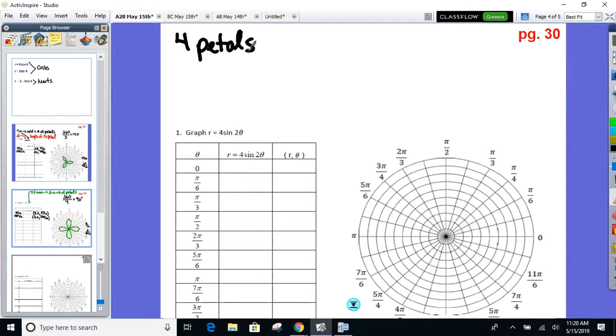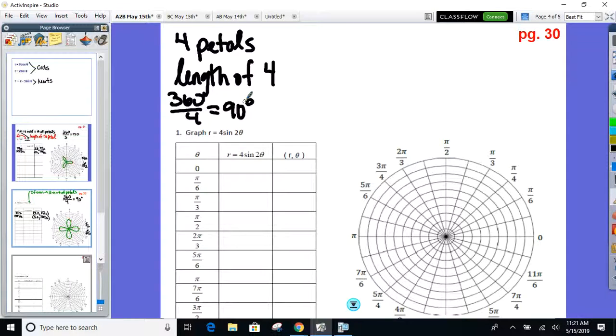What's the length of each petal? 4. How far apart are they going to be? Why 90, Nick? 360 divided by 4, they're going to be 90 degrees apart. All right, here's the big difference between sine and cosine: where they start.